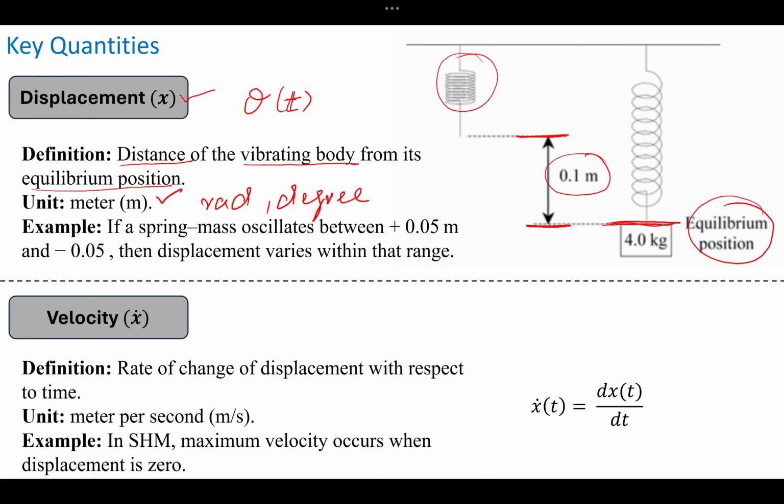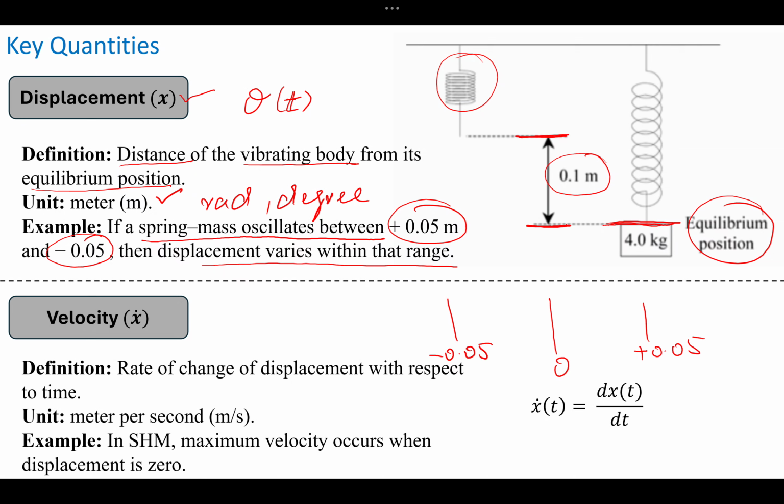For example, if a spring mass oscillates between 0.05 and minus 0.05, then displacement varies within this range. So for example, you have a mass spring damper system, you have a mean position that is 0, and then you have two extreme positions as 0.05 and minus 0.05. The body keeps on vibrating within this specific range, and your displacement will keep on changing.